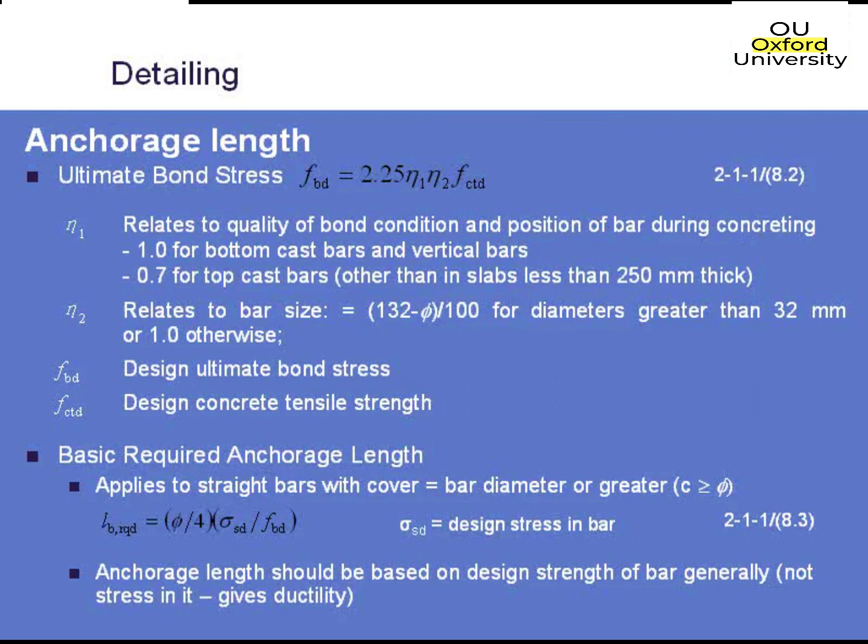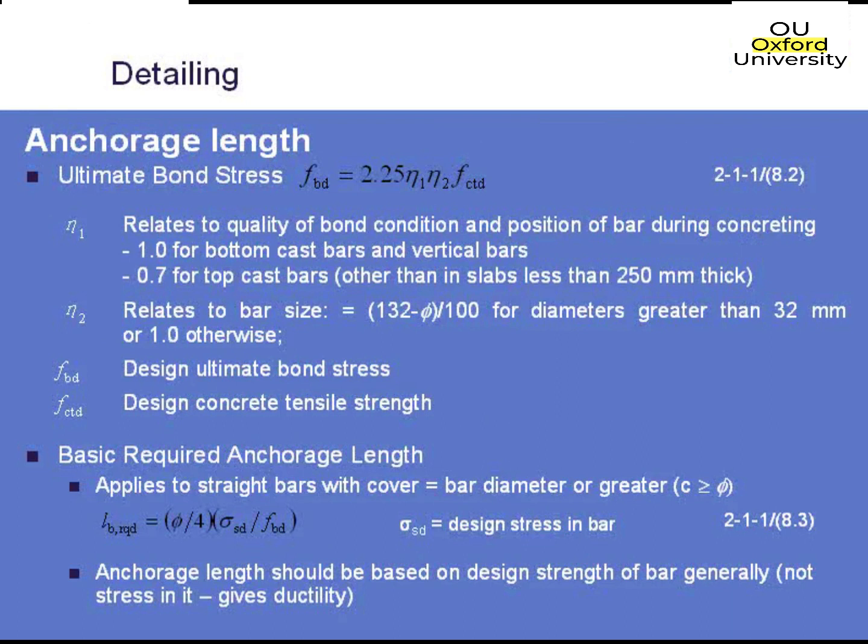Then the N2 factor just relates to the bar size. So if you've got a big bar that's bigger than a 32 mil bar, you end up making a reduction to that. If you've got the smaller bars, then N2 is just equal to 1. And FCTD is just the concrete design strength, and again that's just taken from table 3.1 in the code.